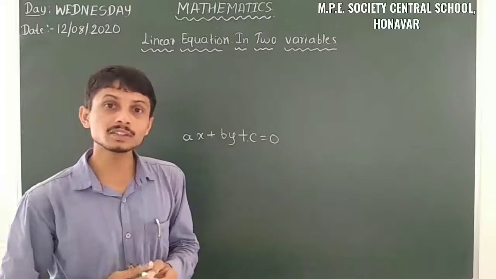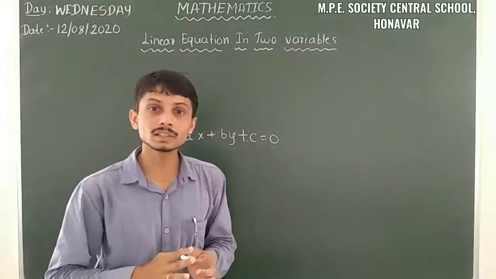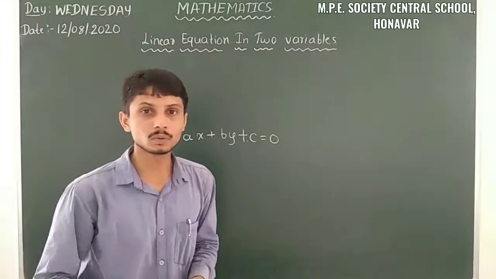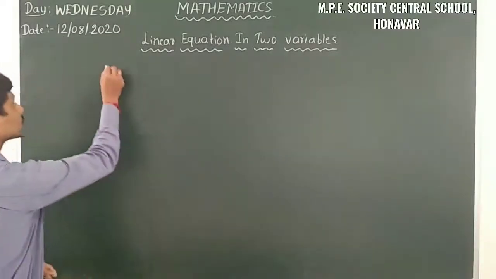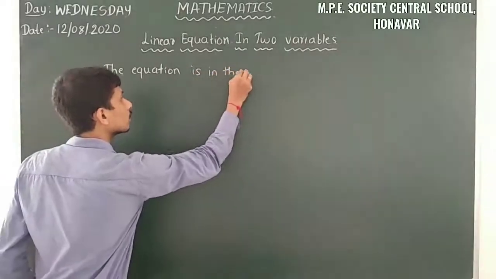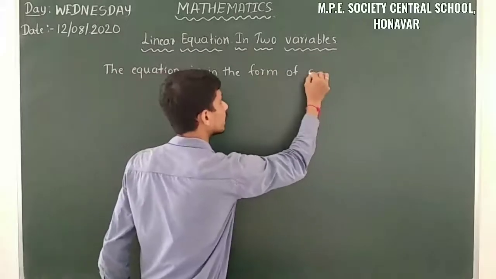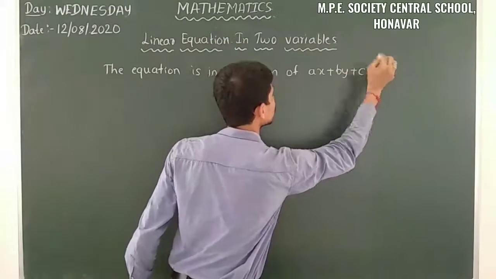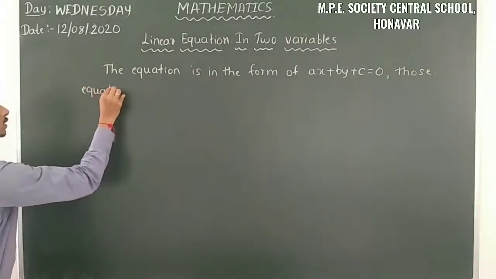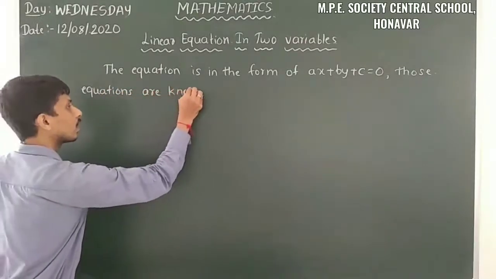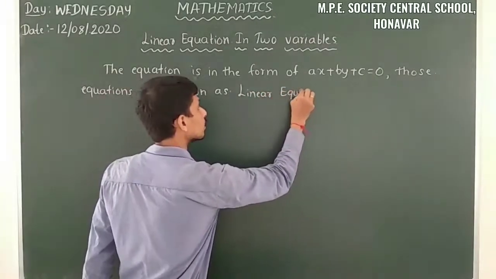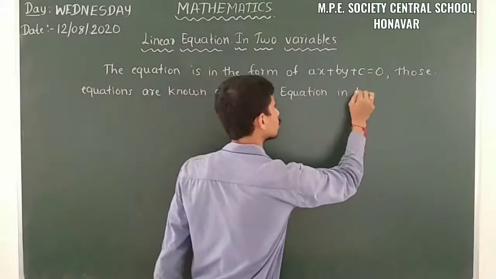So the definition of a linear equation in two variables is: when the equation can be expressed in the form ax plus by plus c is equal to 0, that equation is called a linear equation in two variables.